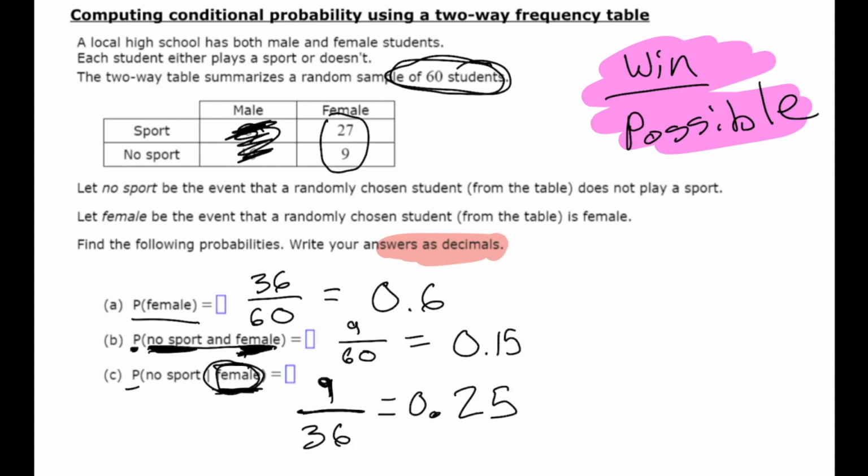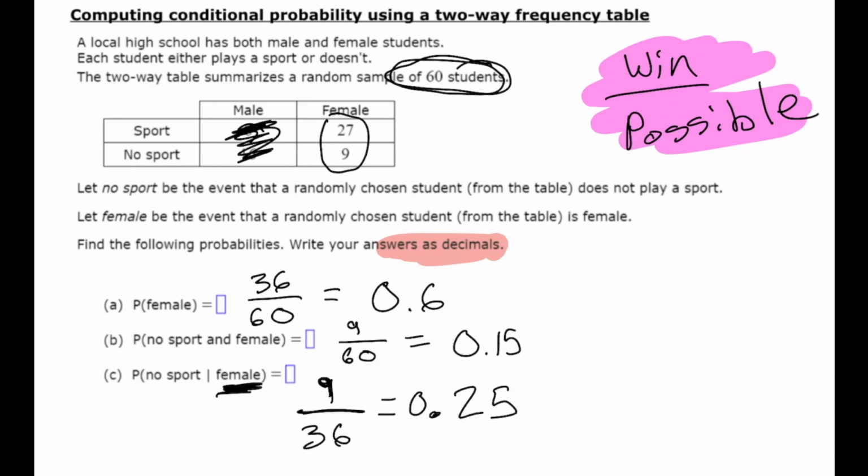Notice though that the bottom is changed on those. My possible changes in this problem, because the first two problems are just talking about, in general, you're selecting somebody from the group. But on that last one, it changes because we're given that we're talking about females. Let's move on to the next one.